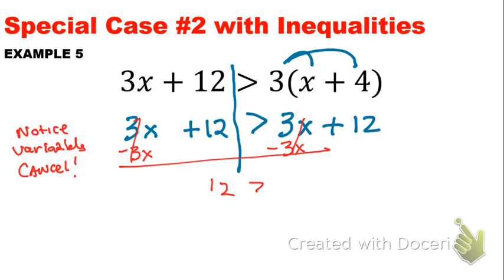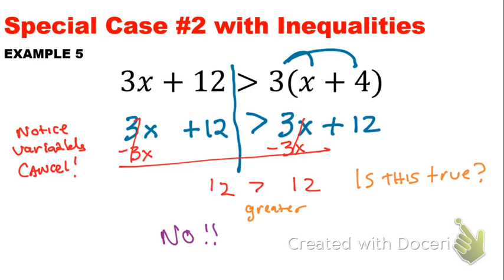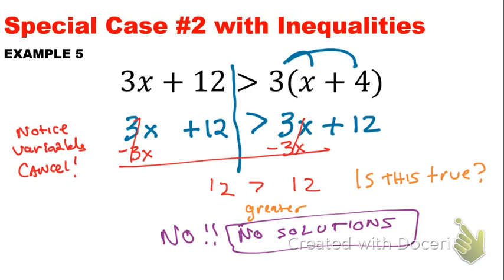In this situation, we have 12 greater than 12. And of course, the question is, is this true? And the answer will be no. So what does that mean? No solution. So we got our special cases. They're similar in some way, and then of course they're different in another way.